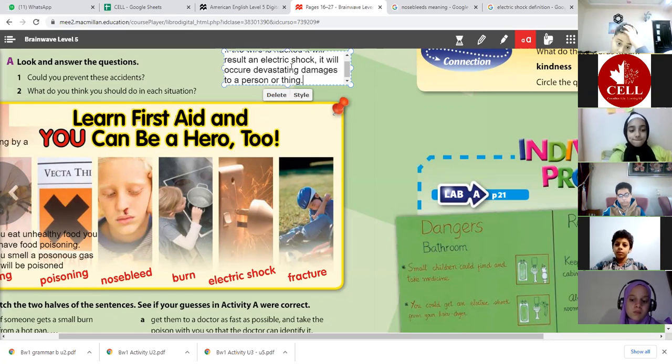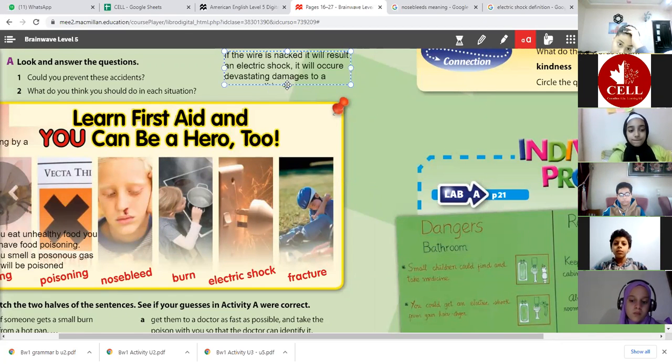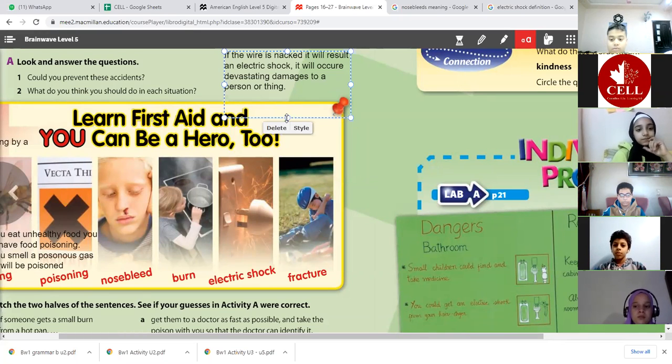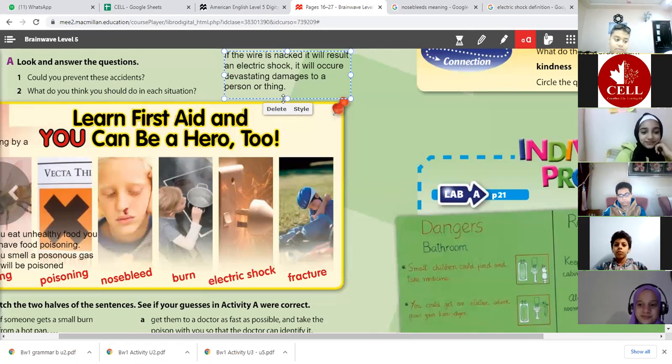For example, if there is an electrical shock in the house, the house might burn. So if the wire is naked, it will result in an electric shock. It will occur devastating damages to a person or thing. You see, in a matter of two to three minutes we got very sophisticated, nice, fatty, juicy, detailed vocabulary, right? When you talk like that, your friends will say, what is that?